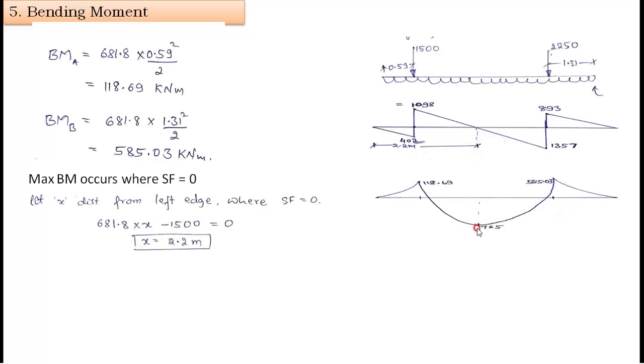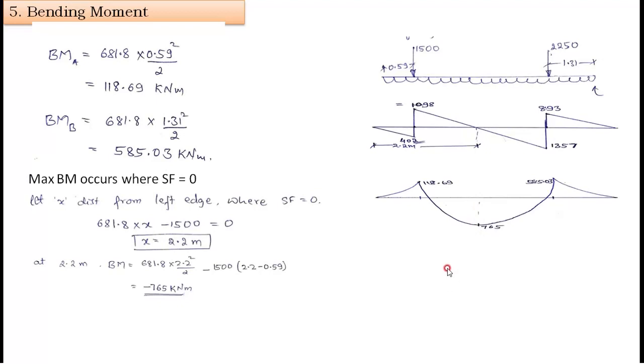Now we got 2.2 as the point where shear force is 0. At that point we need to determine the bending moment. For that, again you take a section here and look at the left side. Here one UDL is there, UDL into perpendicular distance, and 1500 into perpendicular distance. UDL is 681.8 into 2.2 square by 2, because at this point UDL acts like a cantilever but in the upward direction, and minus 1500 into the distance between this point and the corresponding point, which is 2.2 minus 0.59. Then you will get minus 765 kilonewton meter, that is minus 769 kilonewton meter.